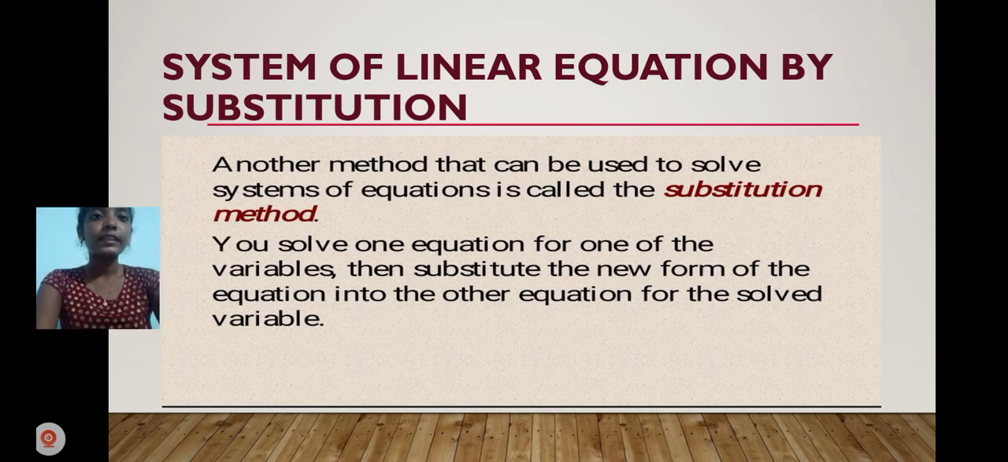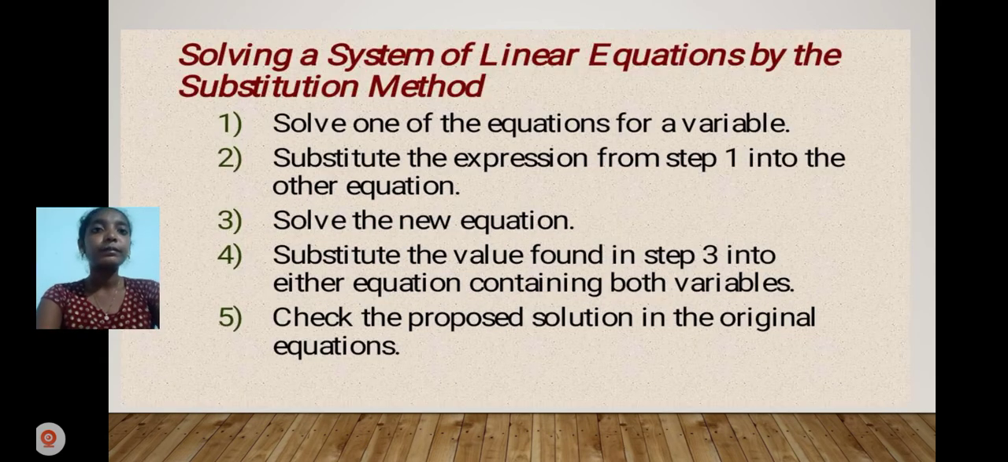The next topic is the system of linear equations by the substitution method. Another method that can be used to solve a system of equations is called the substitution method. You solve one equation for one of the variables, then substitute the new form of the equation into the other equation for the solved variable. How can the substitution method be applied? Here are 5 steps. The first step is to solve one of the equations for a variable.